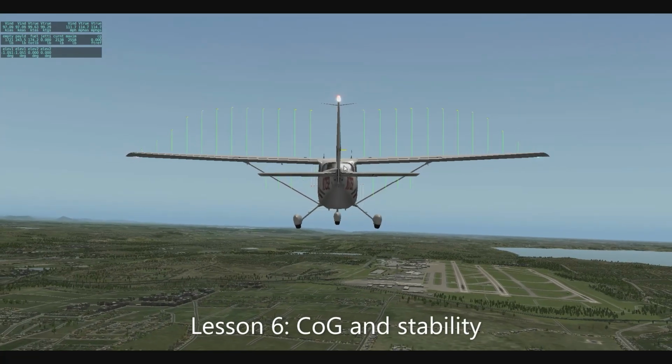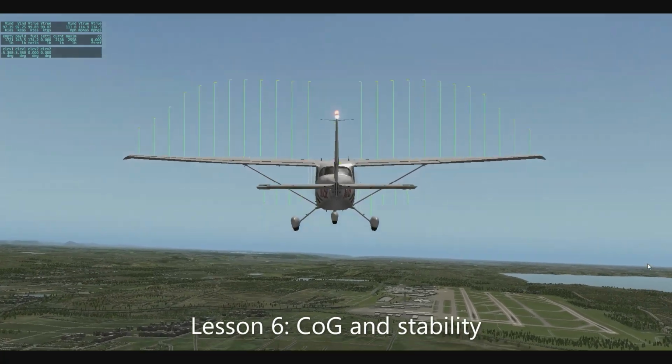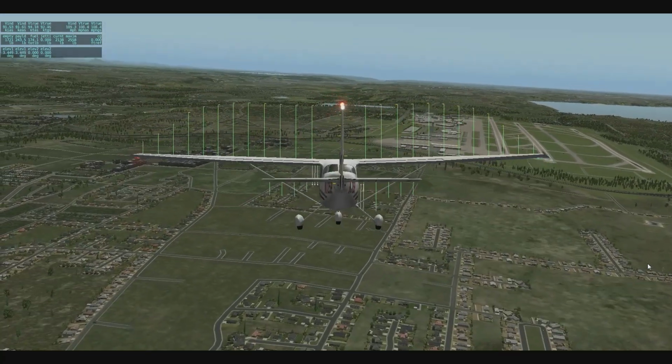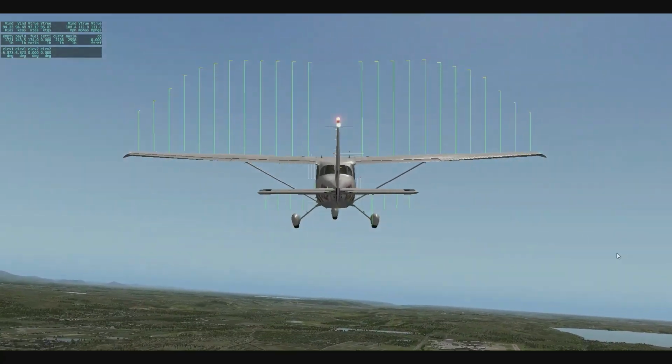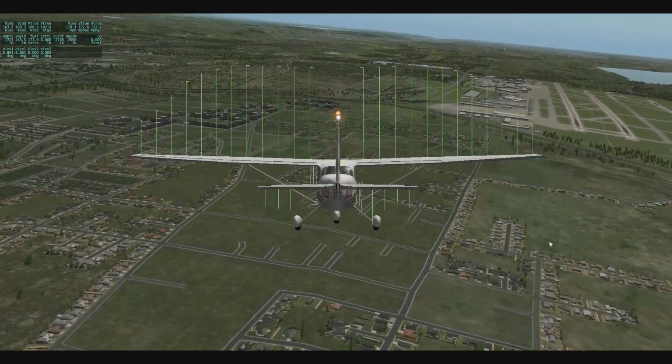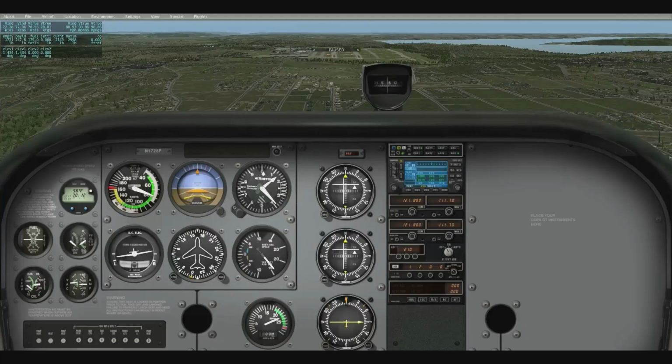Now let's focus on center of gravity and stability. As I pitch up, the lift arrows move up. As I pitch down, lift arrows point down because of negative angle of attack. Notice that it's the other way around on the horizontal stabilizer. Now let's take a look how the center of gravity affects the forces on horizontal stabilizer.